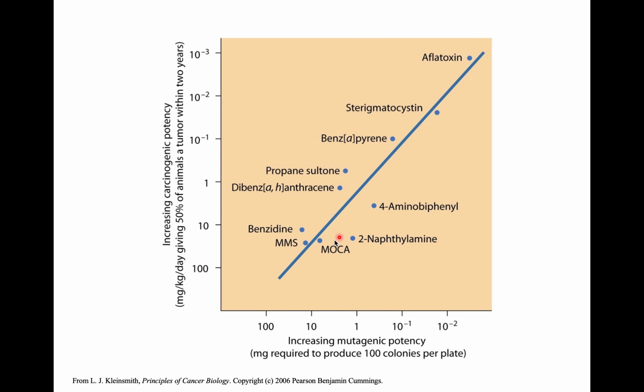So here's an example of some different chemicals that have been tested in the Ames test. You can see here, milligrams required to produce 100 colonies per plate. So you've got something like aflatoxin that is a very potent carcinogen and mutagen. And then on the other axis, you have increasing carcinogenic potential, basically ability to cause cancer in animals, right? And we see this pretty linear relationship here. So the increased mutagenic potency, according to the Ames test, correlates directly with increased cancer-causing ability in vivo.